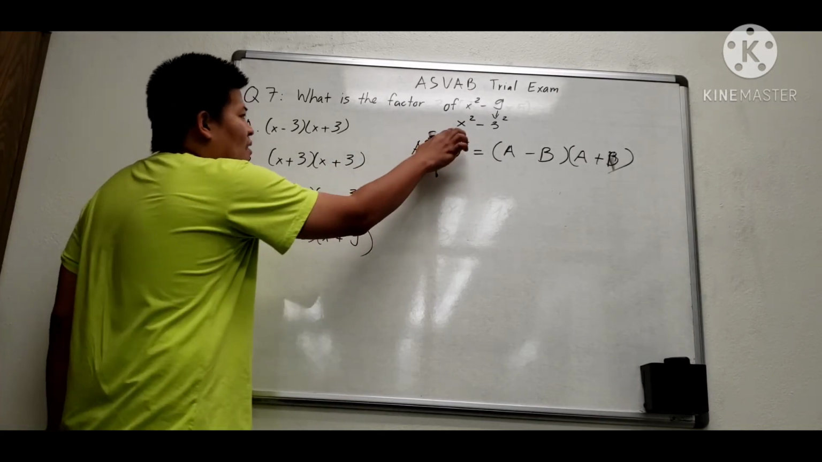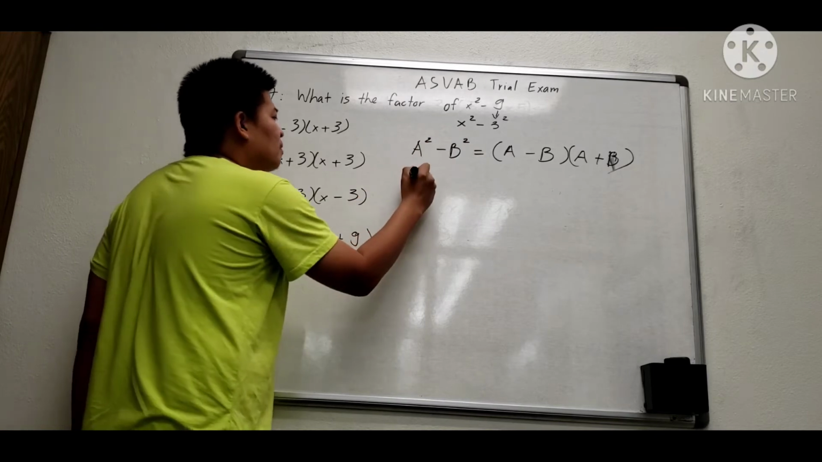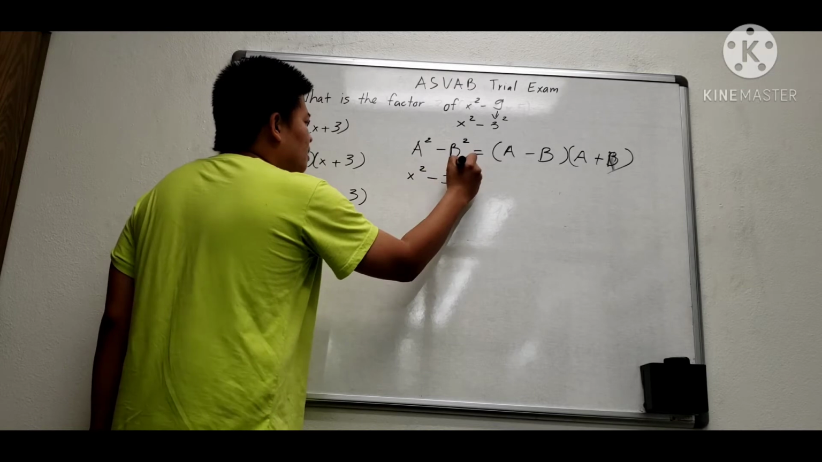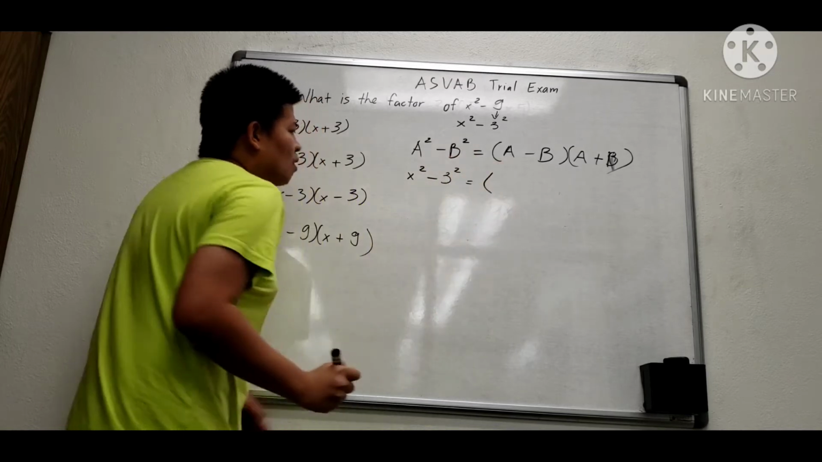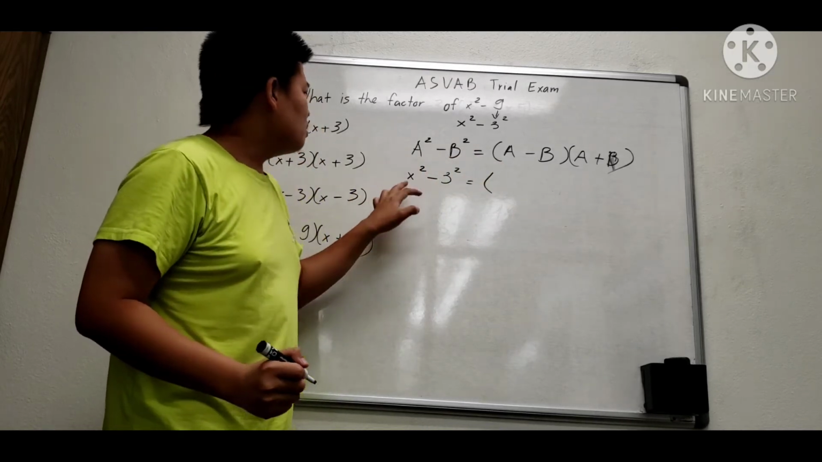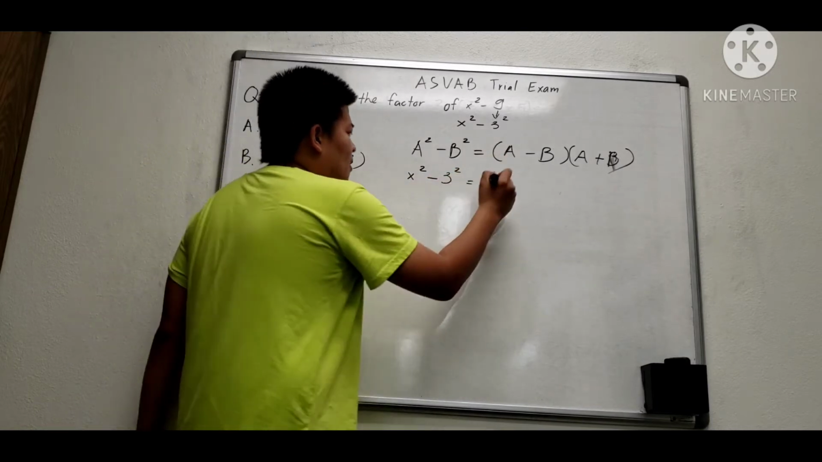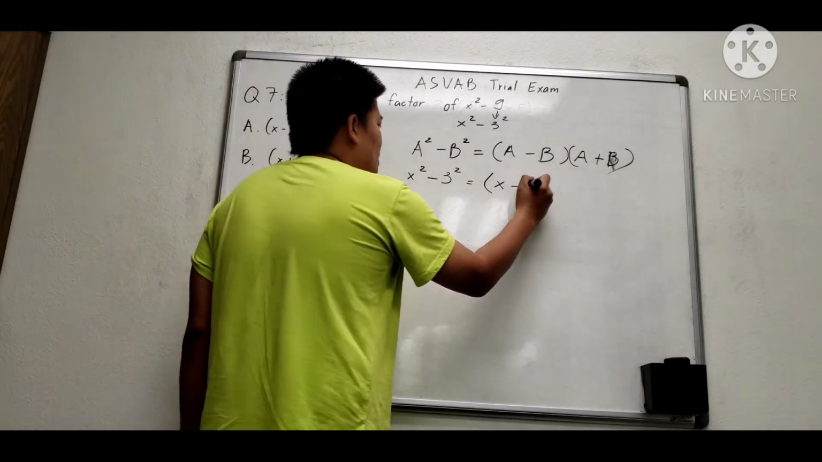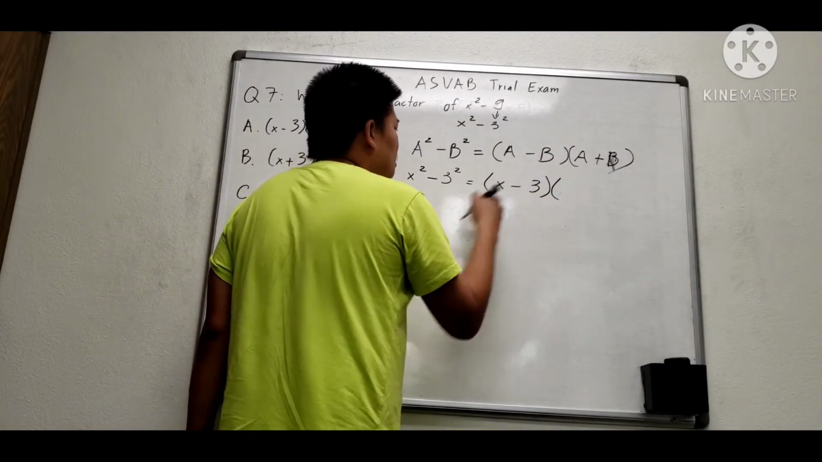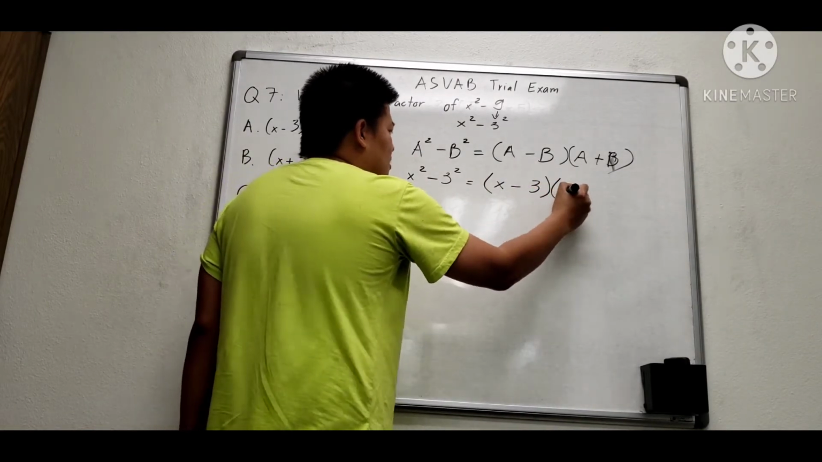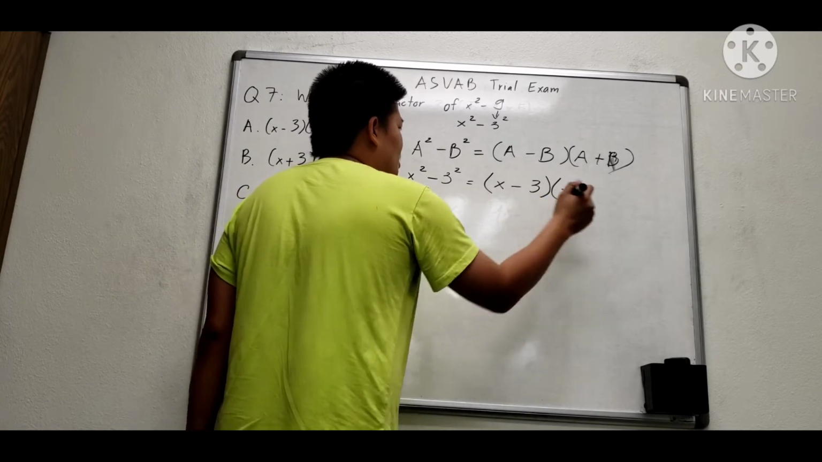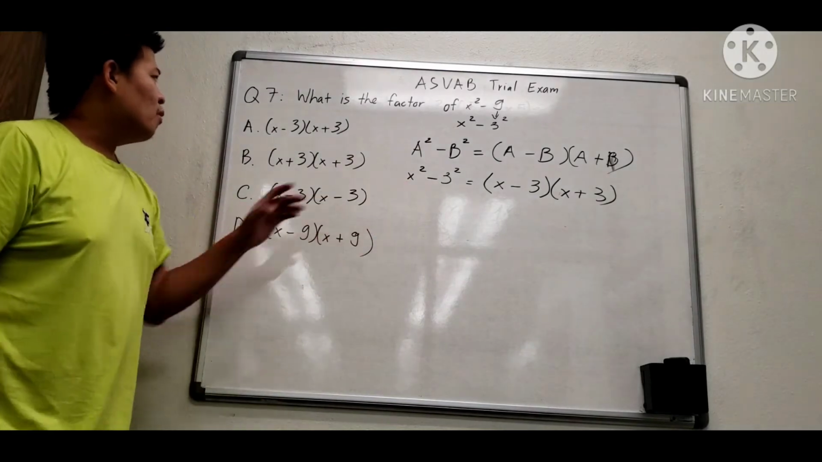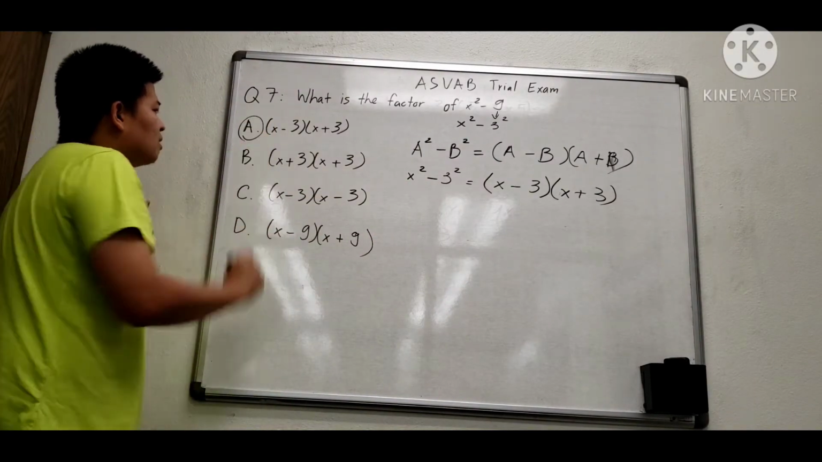So here s is a, and number 3 is b. We apply the formula here. So you get s as a, and b is number 3, so that is minus 3. Then a is s, b is number 3, and we have a positive sign. So the answer for the question is A.